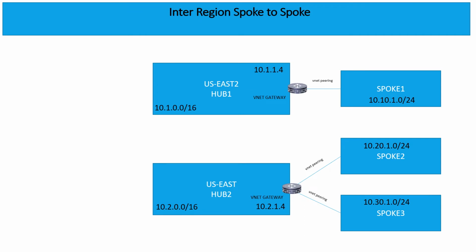As of now, let's consider I do not have any connectivity between hub 1 and hub 2. So this doesn't exist. Spoke 1 is connected to hub 1 with vNet peering. Similarly, spoke 2 is connected to the vNet gateway in hub 2 with vNet peering. So spoke 2 and spoke 3 can use the gateway 10.2.1.4 to route the traffic between spoke 2 and spoke 3, vice versa.